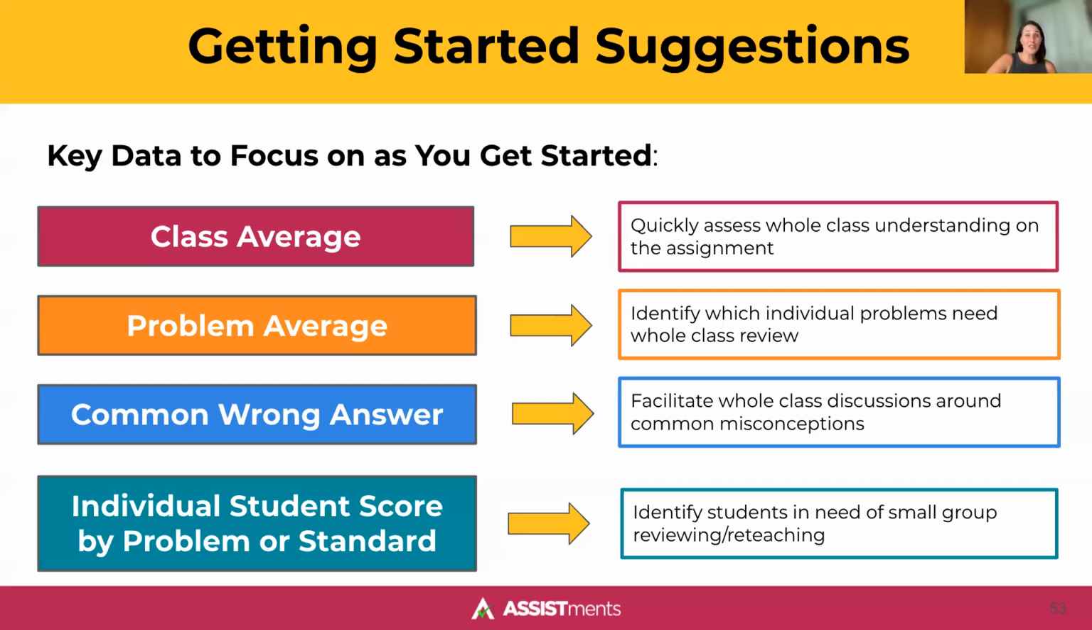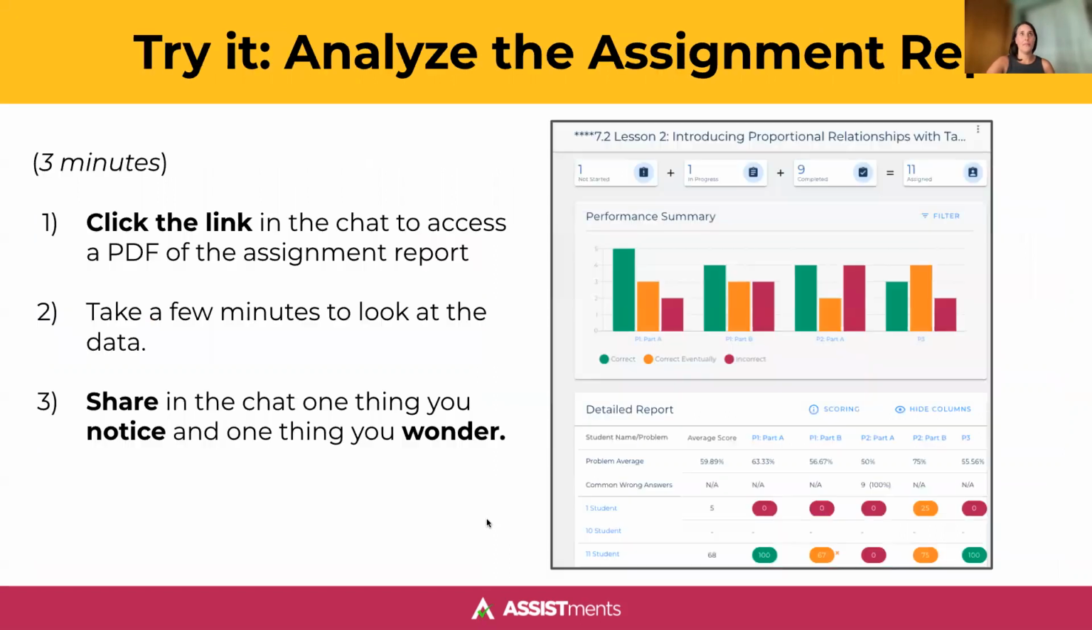For common wrong answers, if there's common wrong answers for a particular problem, those can help you facilitate whole class discussions about common misconceptions. And something I like to do in my classroom, I know Carrie did as well, is my favorite no activities. So highlighting that incorrect answer and having students discuss. And lastly, individual student scores by problem or standard help you to identify the students who need small group review or reteaching.